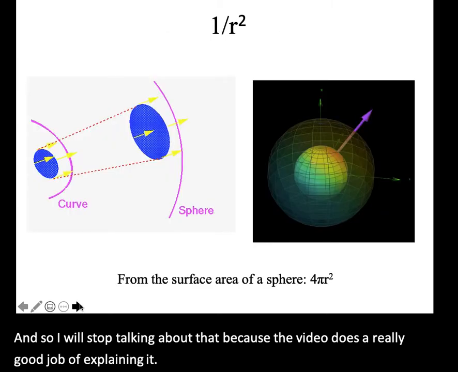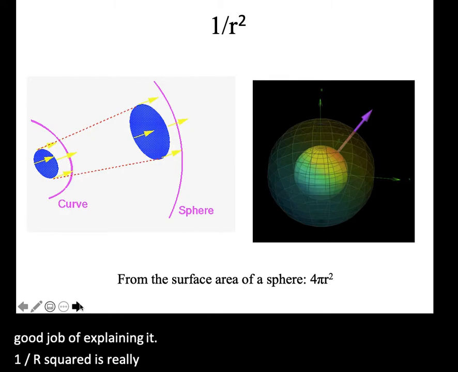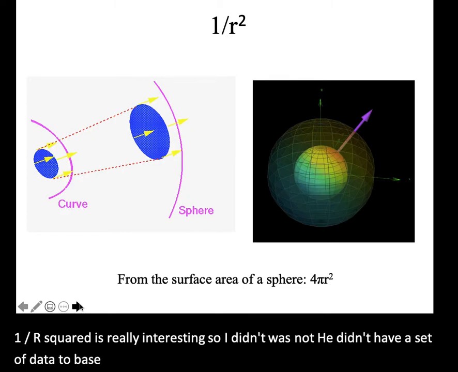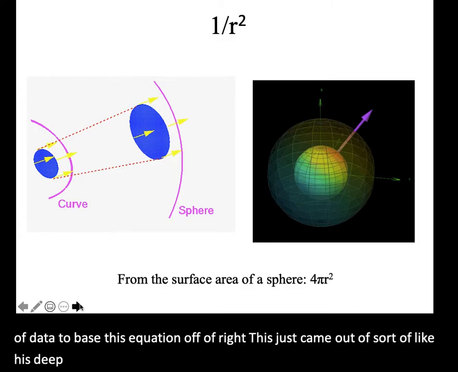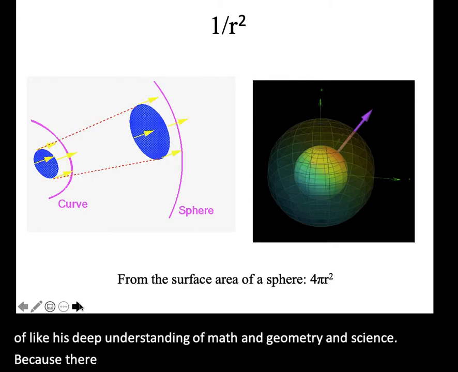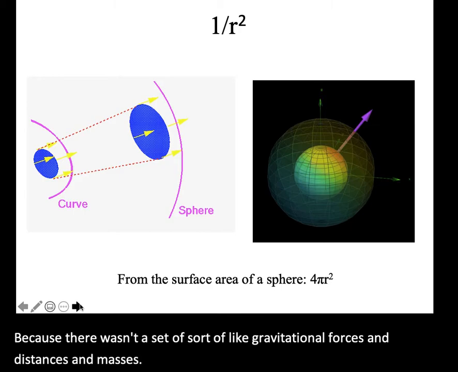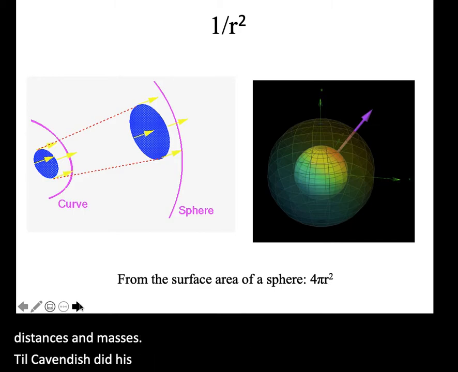1 over r squared is a really interesting thing. So Newton didn't have a set of data to base this equation off of, right? This just came out of his deep understanding of math and geometry and science, because there wasn't a set of gravitational forces and distances and masses until Cavendish did his experiment. It was really not known what these values would be.